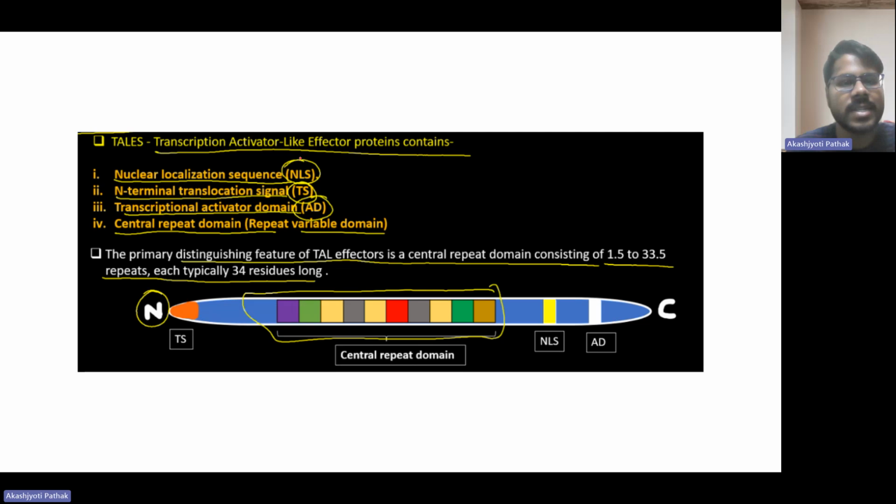Okay, so these TALEs are transcription activator-like effector proteins. So this is the domain organization of this protein. It has a nuclear localization signal.